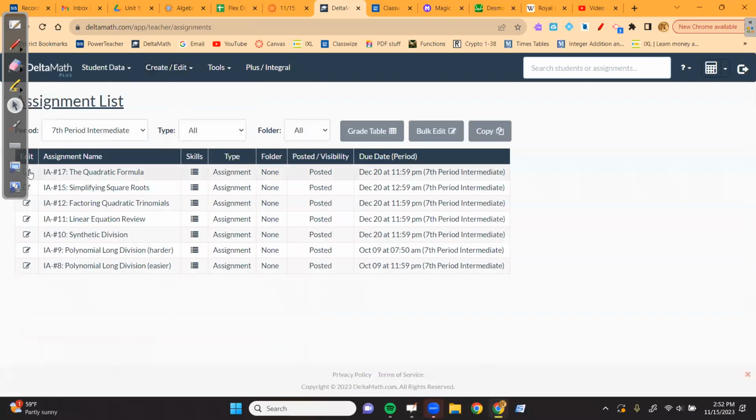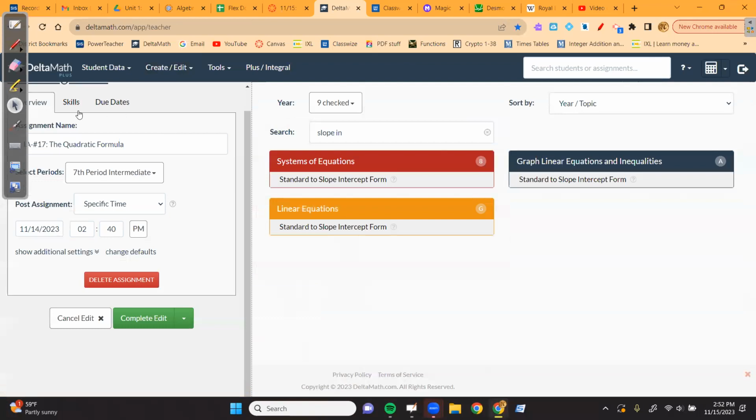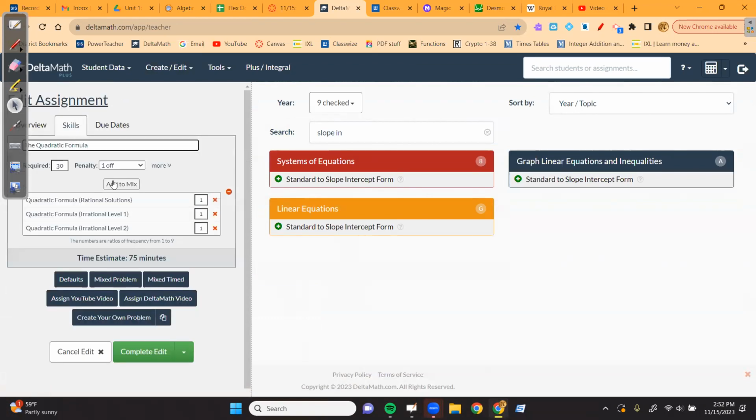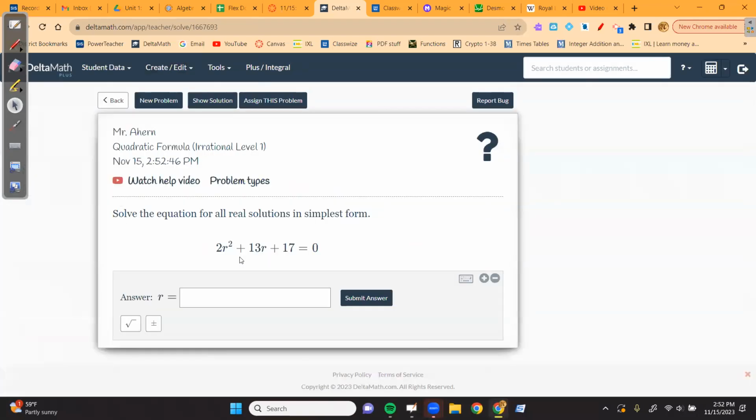Let me edit, sorry, and go into the skills. Okay, so if you'd be so kind, just indulge me here. I want to show you there's a way to do this on your keyboard.